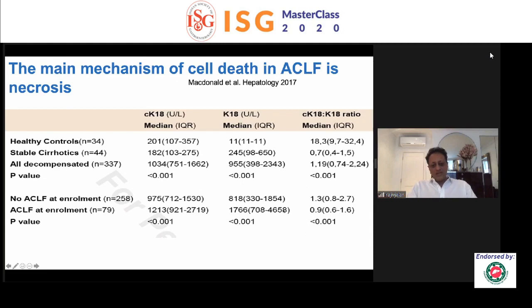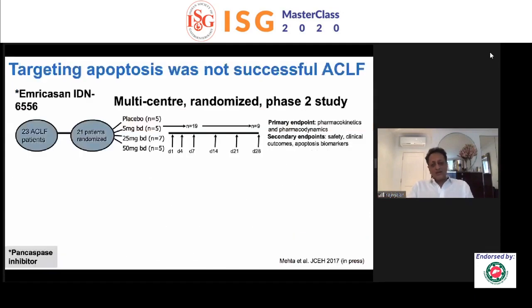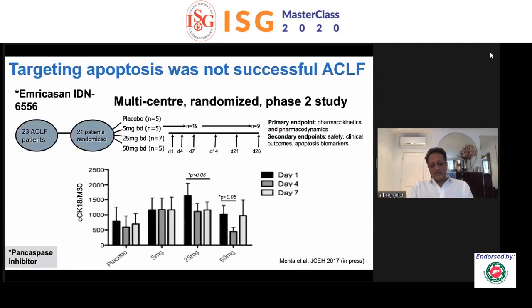What you can see is that if there's no ACLF, most of the cell death is apoptotic because CK18 related cell death is much higher. But when patients develop ACLF, you change to necrotic forms of cell death. And why this is important is really illustrated in the next two slides.